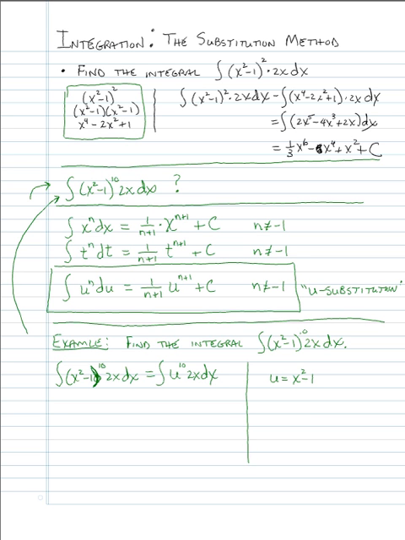Let's separate what's going on here. You see that it now looks like an integral of u to a power, except we have this extra stuff, 2x dx. When we're talking about the integral of u to the nth, we need a du, not a 2x dx. So we've got to somehow do a replacement so that we get a du instead of this 2x dx. And here's the way we do that.